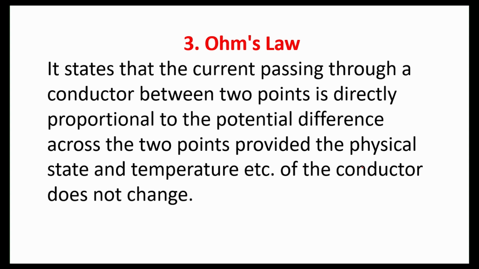Okay. Now we are going to see the next one, Ohm's law. It states that the current passing through a conductor between 2 points is directly proportional to the potential difference across the 2 points, provided the physical state and temperature etc. of the conductor do not change. At constant temperature, the potential difference between the two ends of the conductor is directly proportional to the current passing through it, meaning V is proportional to I. V is the potential difference across the two ends of the conductor, and I is the current flowing through it.